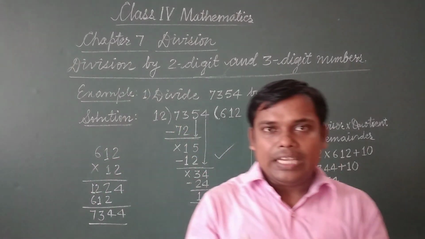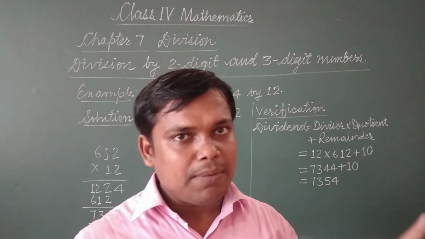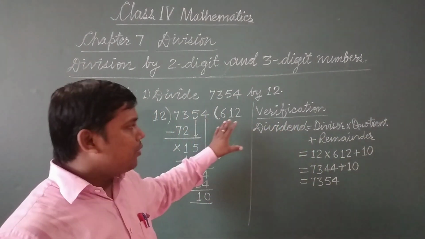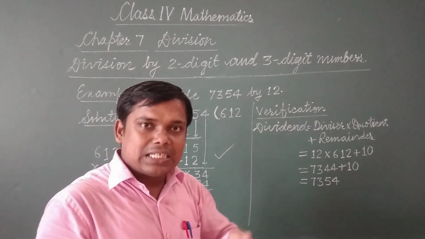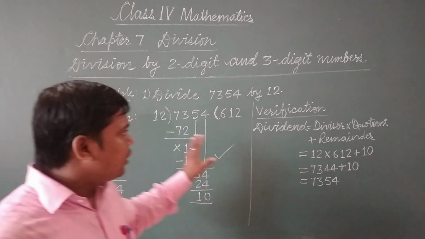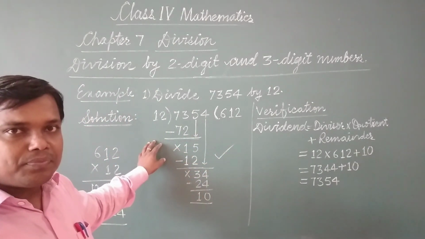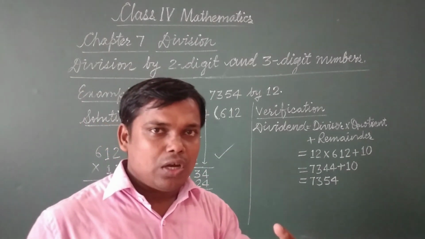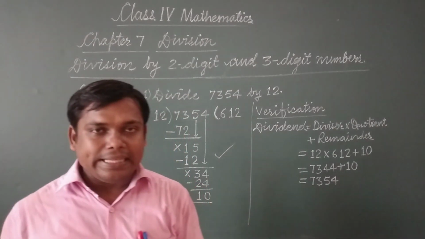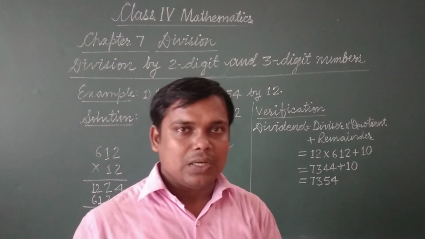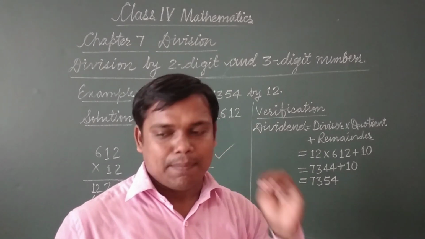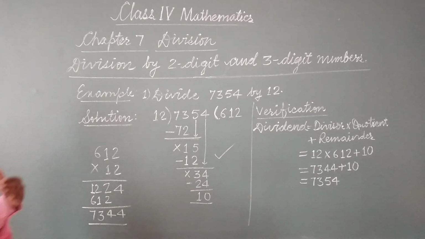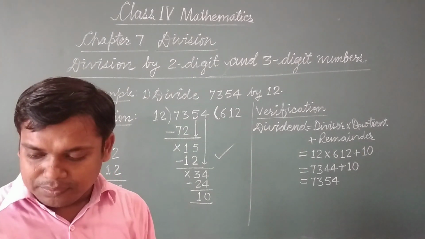So whenever any division given to you, you divide the numbers and you can verify your division whether your division is correct or not. So it was an example of division by 2-digit number. Now I am going to solve one more example, and it is example of division by 3-digit number. I hope you understood this one. So the next example you try to understand.